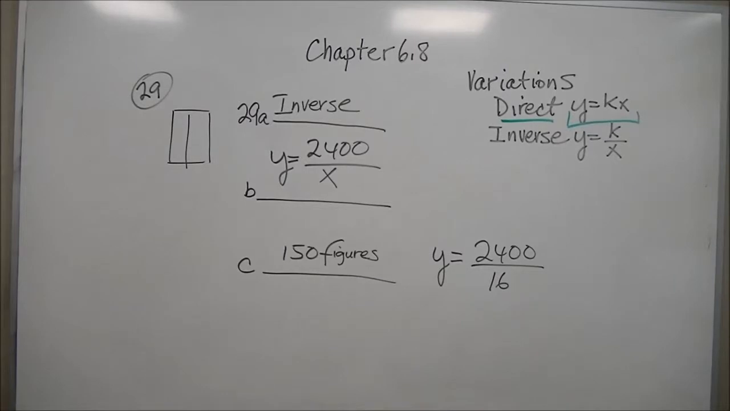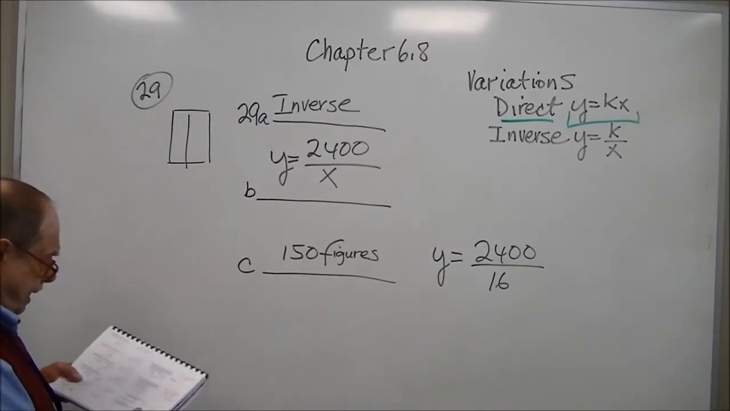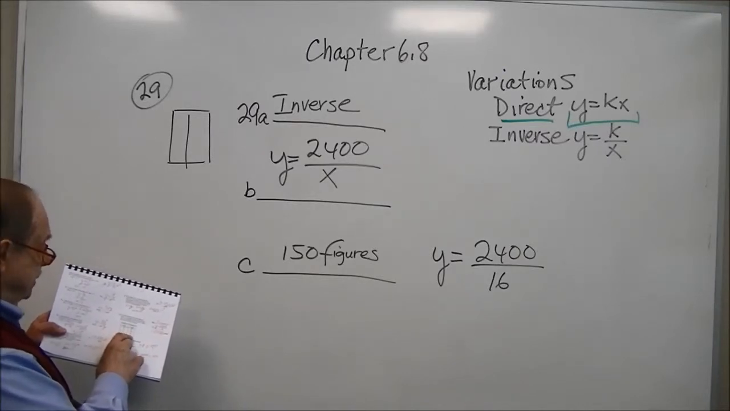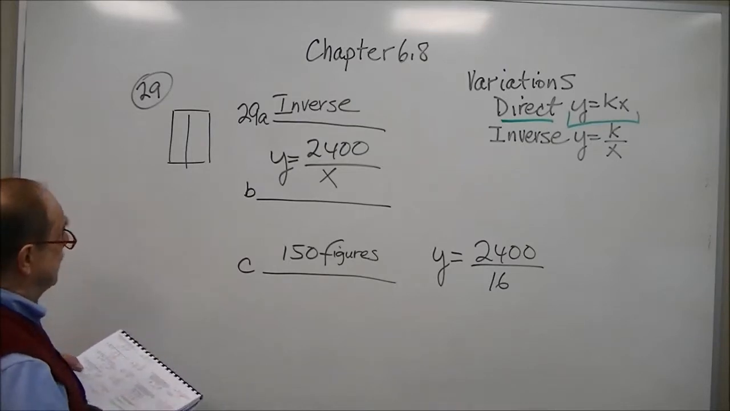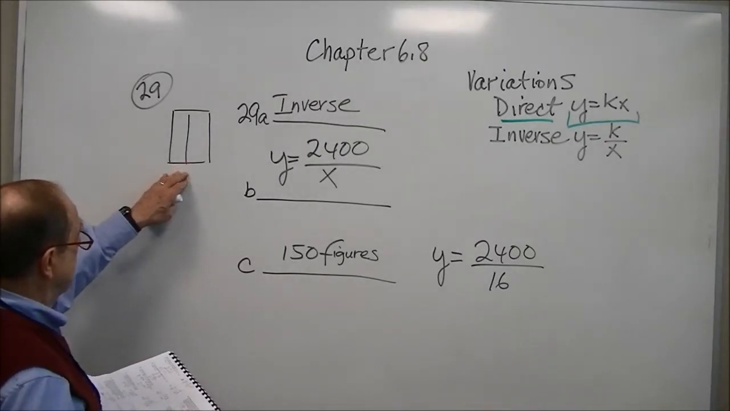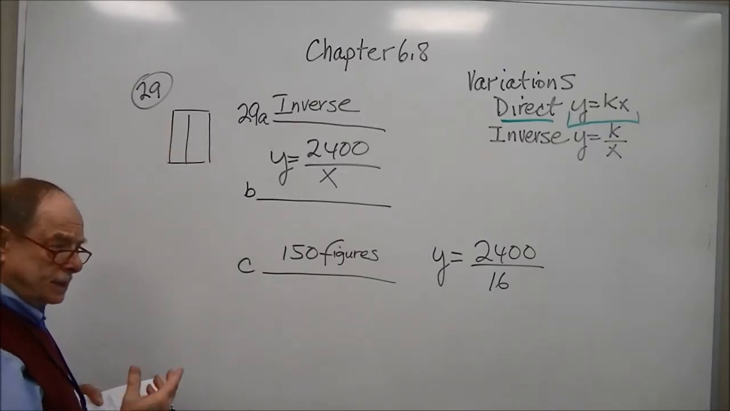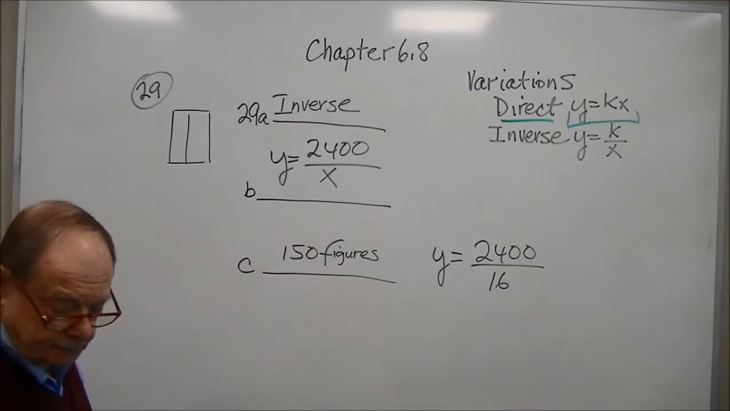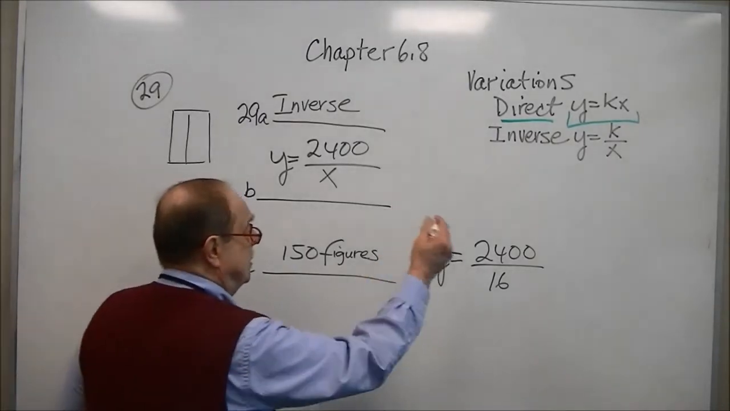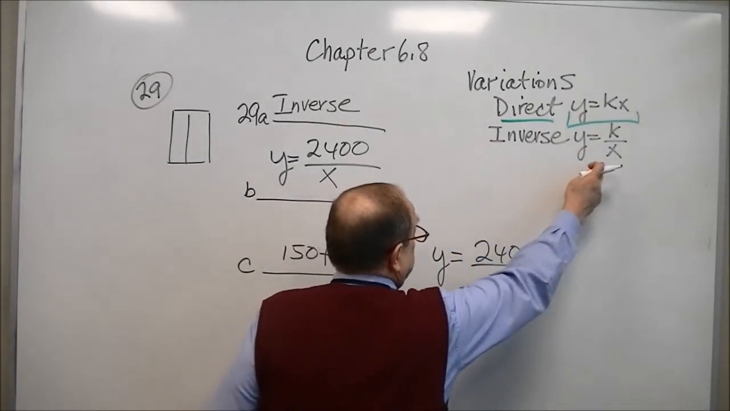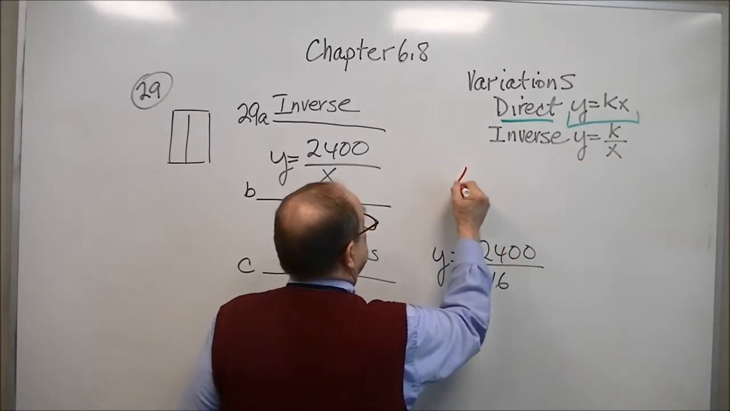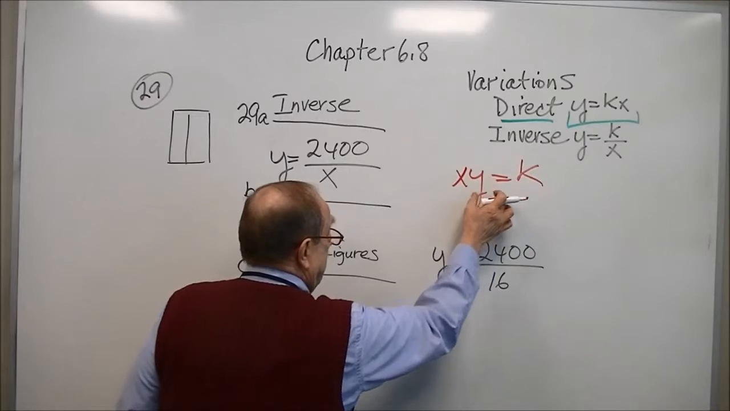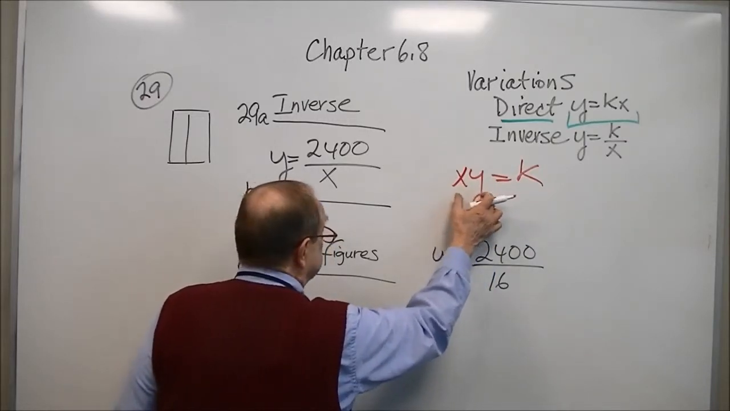Okay, to wind this up, we'll do number 29. And again, they have a little chart. Talks about the number of artists and the number of figures that can be produced. And they're wondering, as you look at this data, what kind of data does it look like? Does it look like direct variation or inverse variation? Now, an interesting thing occurs when we look at this formula, by the way, over here for inverse. If you multiply both sides by x, you get xy equals k.